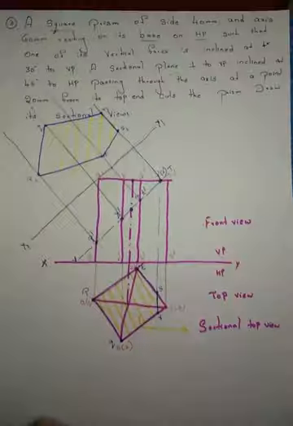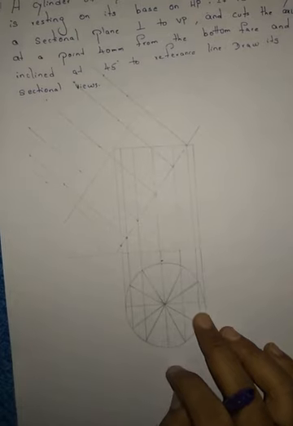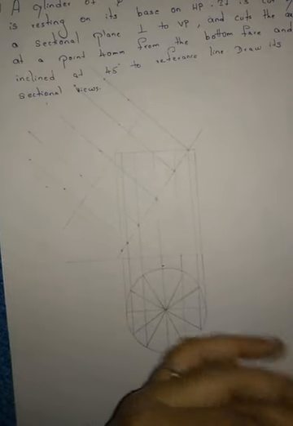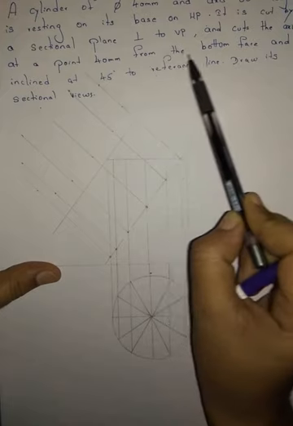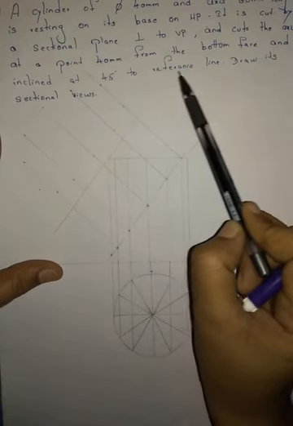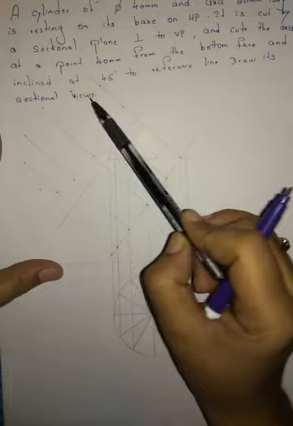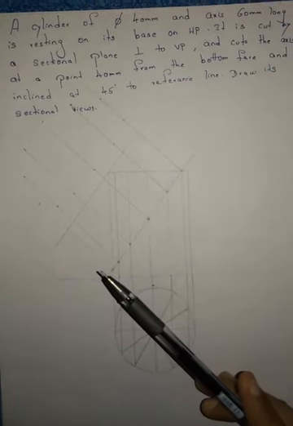Now we will see the solution for fourth problem. This is your problem number 4, right? A cylinder of diameter 40 mm and axis 60 mm long is resting on its base on HP. It is cut by a sectional plane perpendicular to VP and cuts the axis at a point 40 mm from the bottom face and inclined at 45 degrees to the reference line. Draw its sectional views. So what I am saying, read the question.